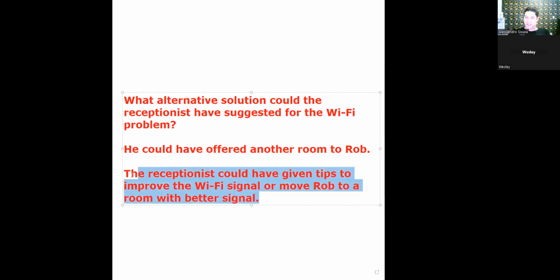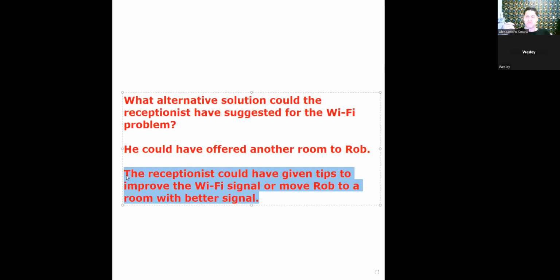Can you read here, please? Pode ler aqui, por favor. The receptionist could have given tips to improve the Wi-Fi signal or move Rob to a room with better signal. Signal. Tem que falar o G, né? Signal. It's a better signal. Better signal. It has a better signal. Yeah. I'm so sorry. Can you move me to a room with a better signal?